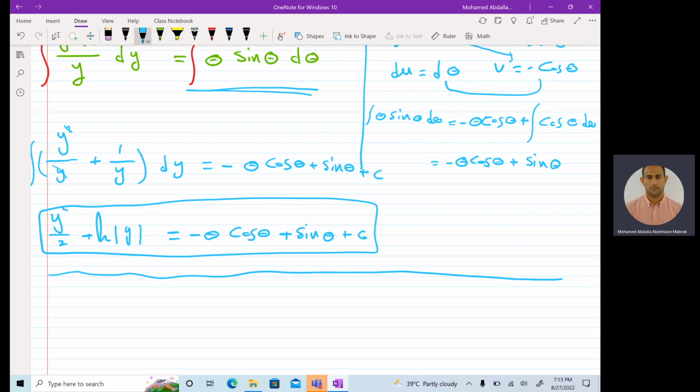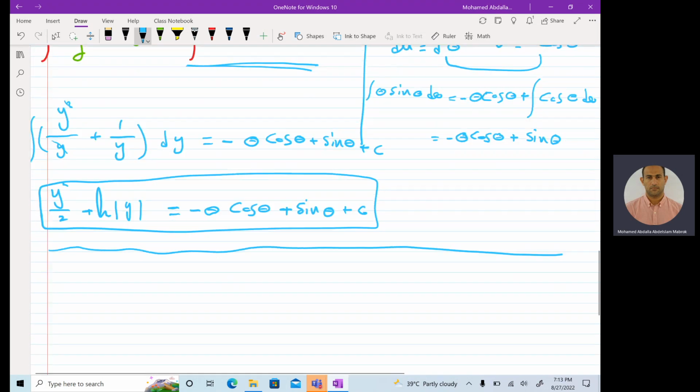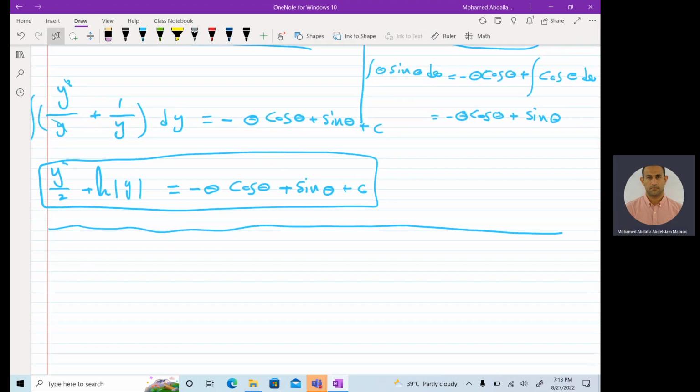Another problem. Okay. Determine whether this differential equation is separable or not. He gives me some differential equations, and he's asking if it's separable or not.